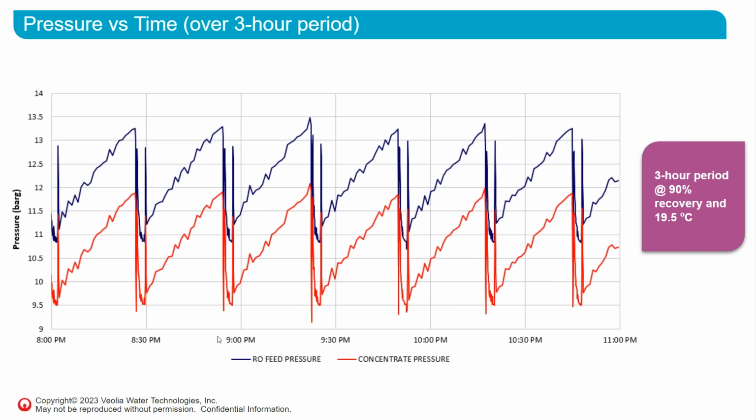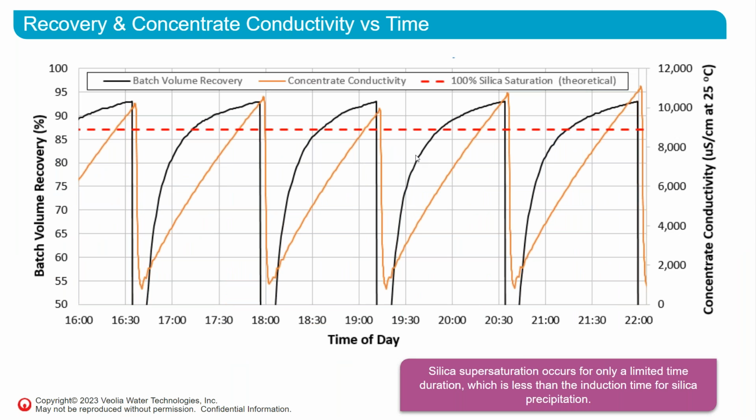So this is the same 3-hour period, but now I'm showing pressure versus time, and it acts similarly. As you can imagine, as the salt increases within the system, the feed pressure and the concentrate pressure equally go up, following the osmotic pressure that we're concentrating of the salts. And then when we go to our purge step, the pressure dramatically falls. So this is showing operation up to about 13.5 bar, which is like 200 psi over that same 3-hour period.